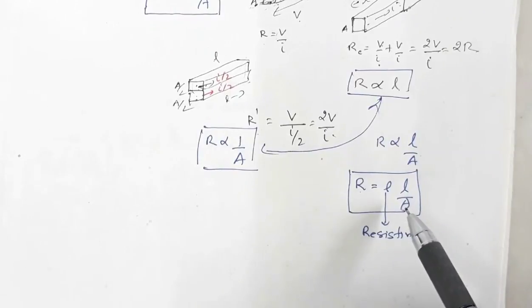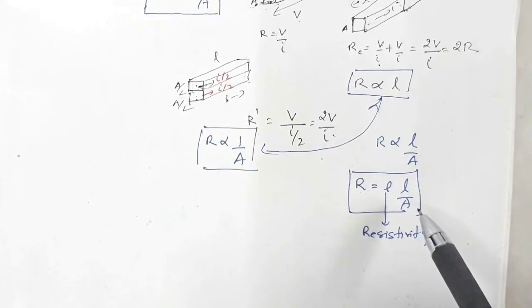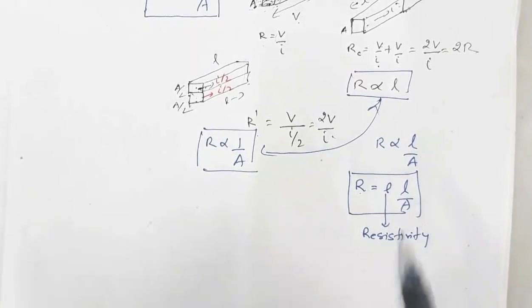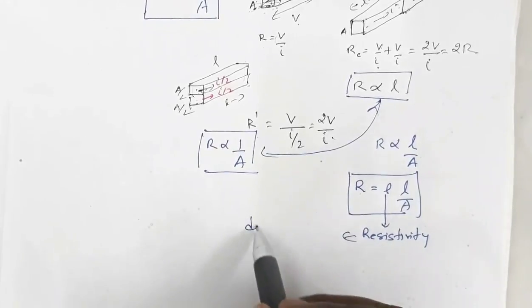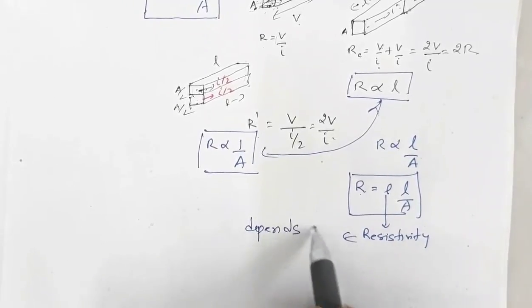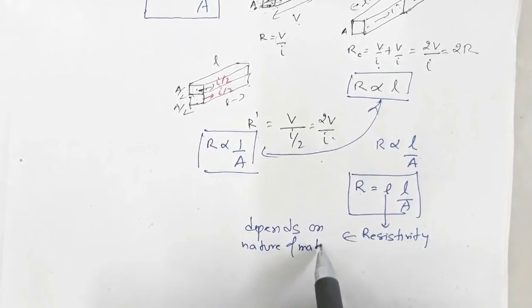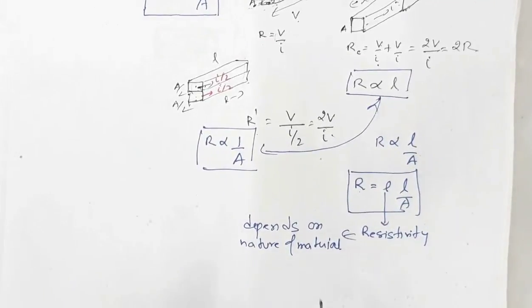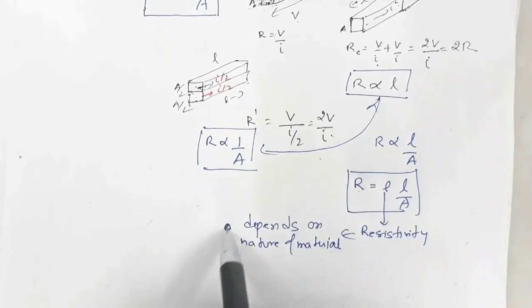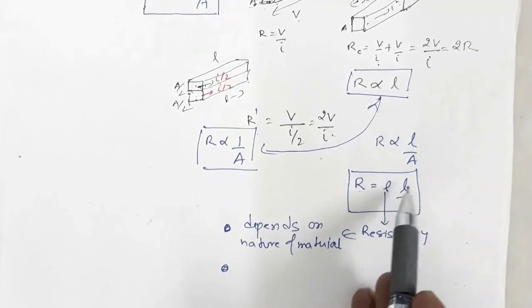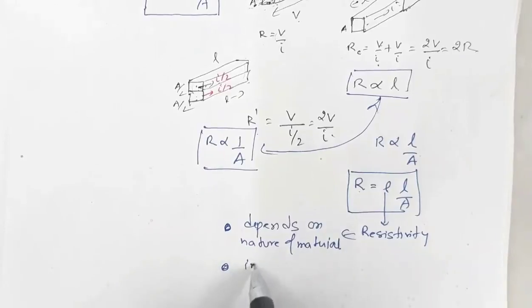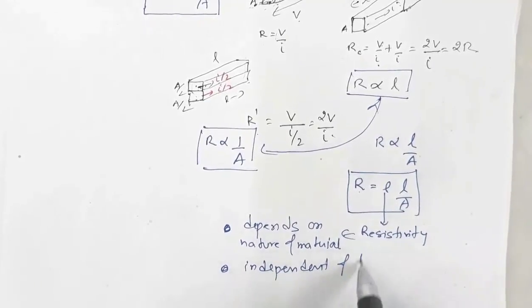Rho depends on the nature of the material. It is independent of dimensions. Rho is independent of L and A.